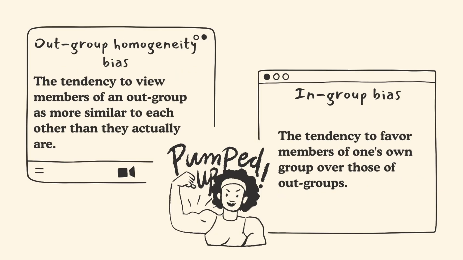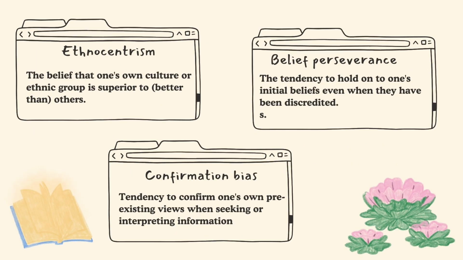So there are two biases. The first one is outgroup homogeneity bias. This is the tendency to view members of an outgroup as more similar to each other than they actually are. In-group bias is the tendency to favor members of one's own group over those in outgroups. Okay, and we are going to talk about three other types of bias.